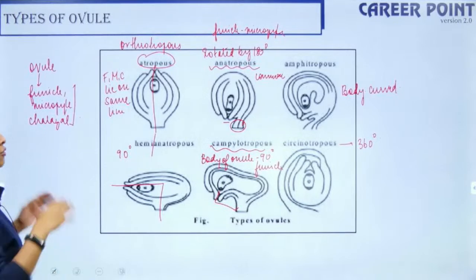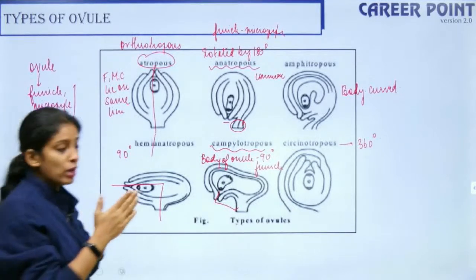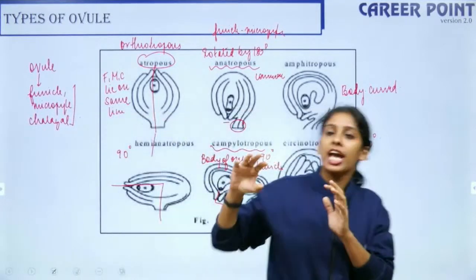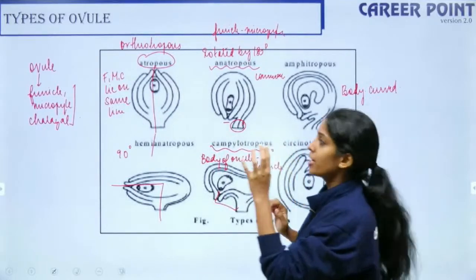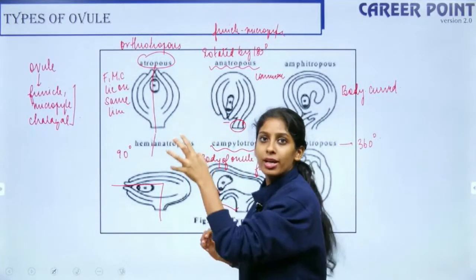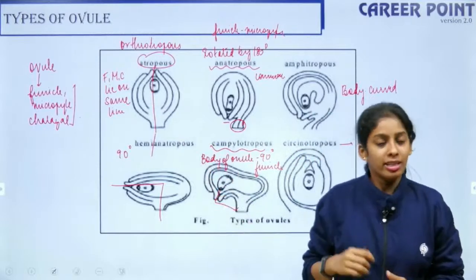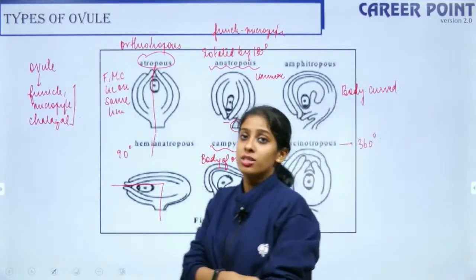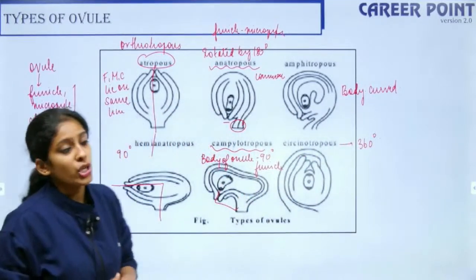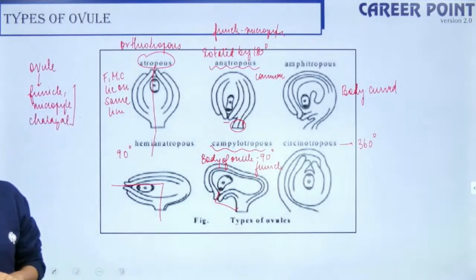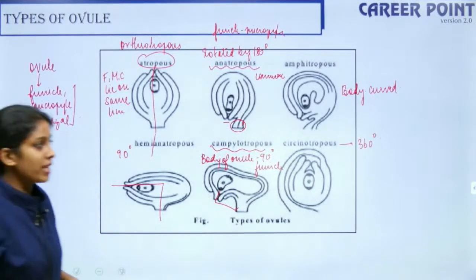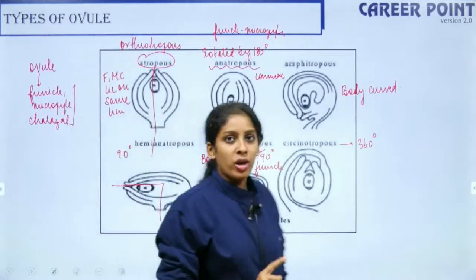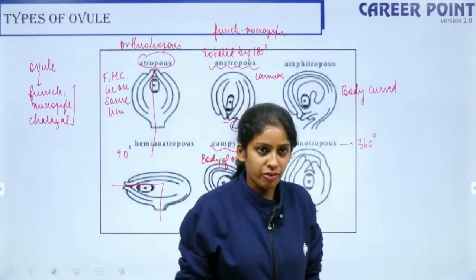Okay, so these are the different types of your ovule with respect to the positions of funicle, micropyle and the chalazal end. Clear everyone? Yes. So this chapter is very important. You will have at least 3 to 4 questions from this chapter. So please prepare well. So today we are done with sexual reproduction in flowering plants.